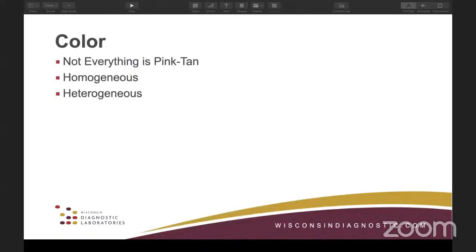Okay, so we did size, shape. Now we're into the 2 C's. So the first one of those is color. Now, not everything is pink tan, even though that's a word I probably use more than any other word I say during my day. So it's important to differentiate different colors when they're there. And then we're going to go through what is homogeneous and what is heterogeneous, because those are 2 different kinds of descriptive words that are very useful.